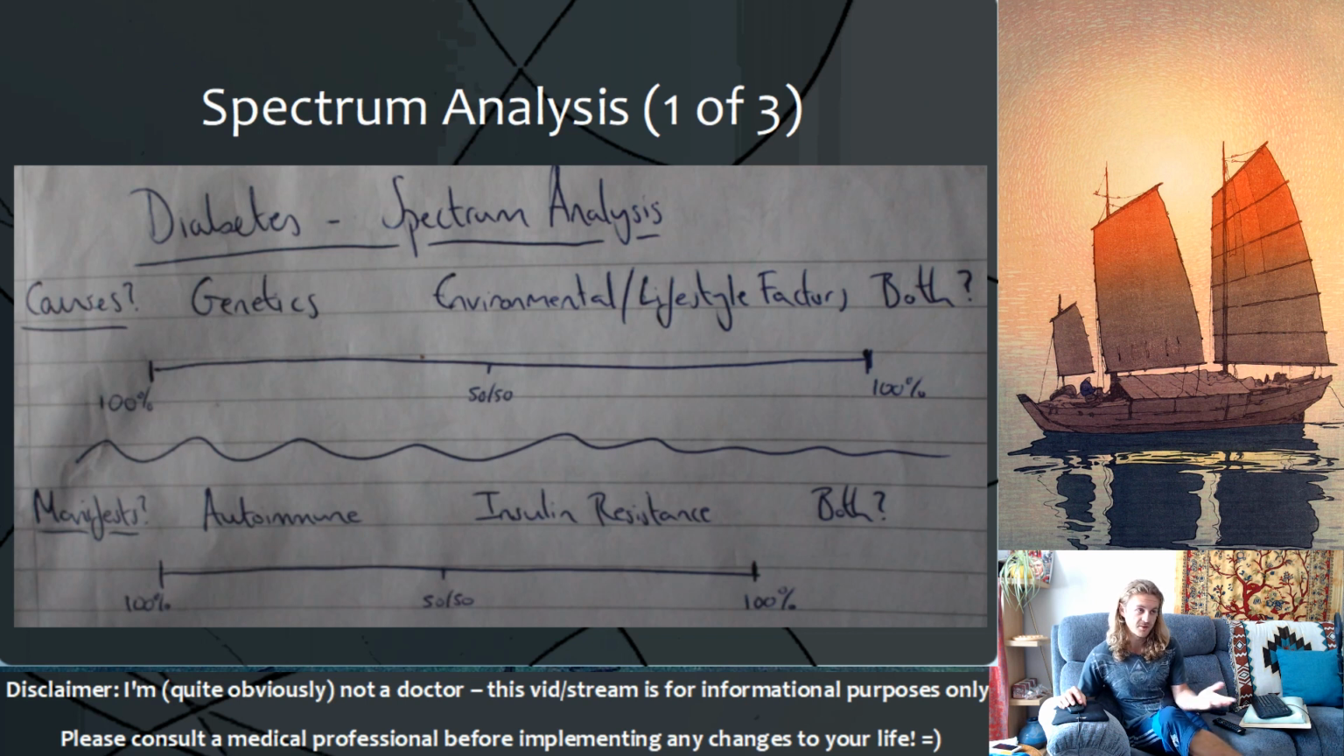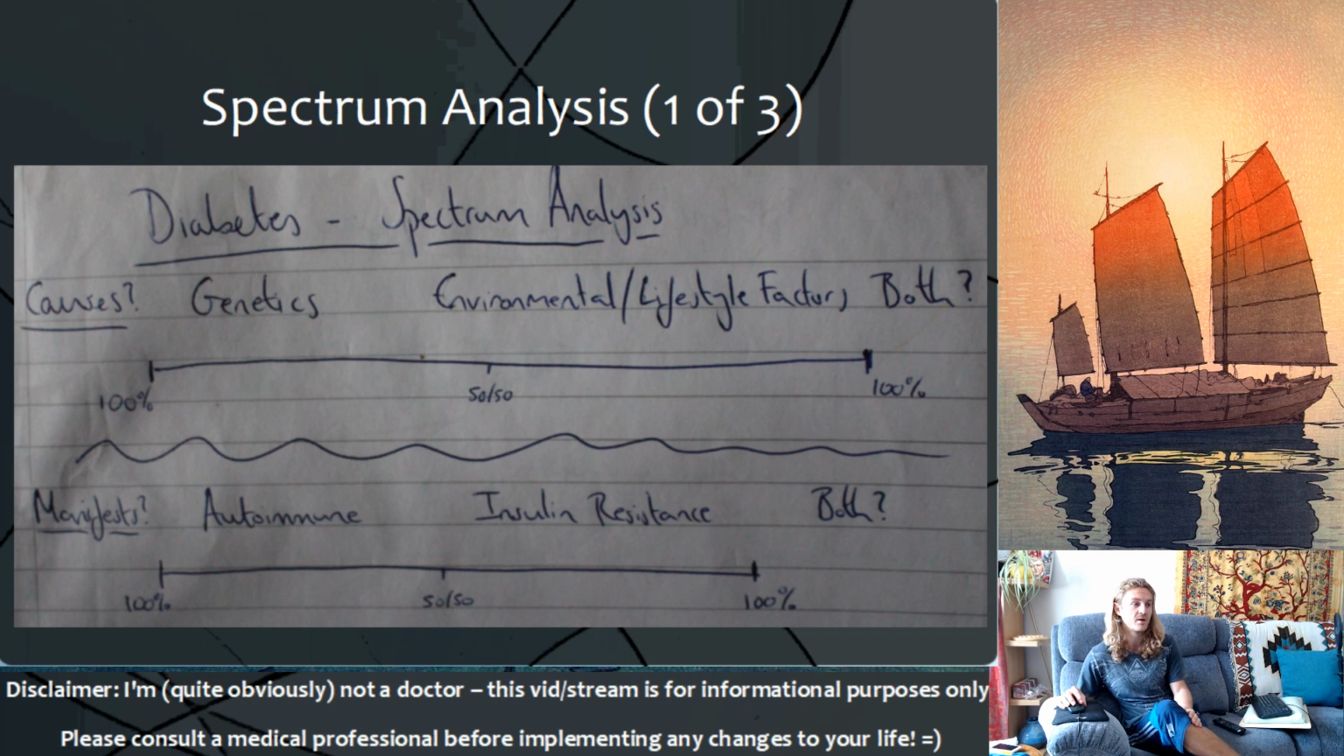And this is what I've dubbed the spectrum analysis. So I've got 3 pictures of this, and this is how I think about the types of diabetes, to try and include the individual variation rather than the stereotypical types that we've got at the moment. So at the top there we've got the causes. Is it to do with genetics, environmental, lifestyle factors, or both? Usually both.